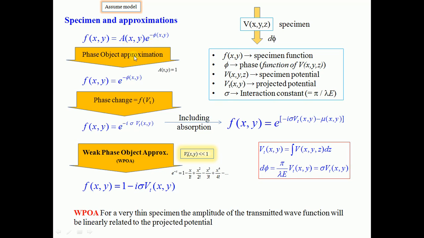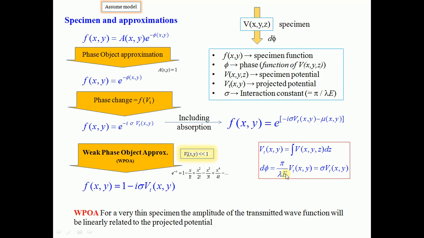Therefore, if we do the first approximation, the phase object approximation, where we put A equal to 1, then it becomes e to the power of minus iφ. Now this phase change, as I said, is controlled by the voltage. The specimen potential is V, and if you add all the voltages throughout the thickness, it becomes Vt. It is called the projected potential, and Vt would be the integration of this V, and the total phi change would be the integration of this dφ.